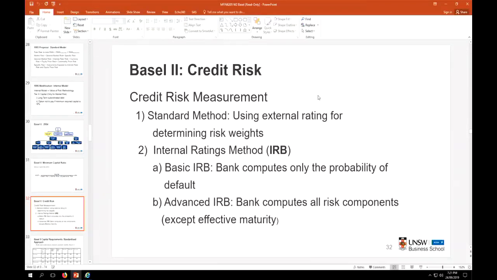In terms of credit risk, and we'll go through this in more detail when we start looking at credit risk, we're looking at the standard model, which uses external ratings, or you have two internal models, basic IRB and advanced IRB. On the basic IRB, you just calculate the probability of default, and under the advanced IRB, you calculate all the different risk components.